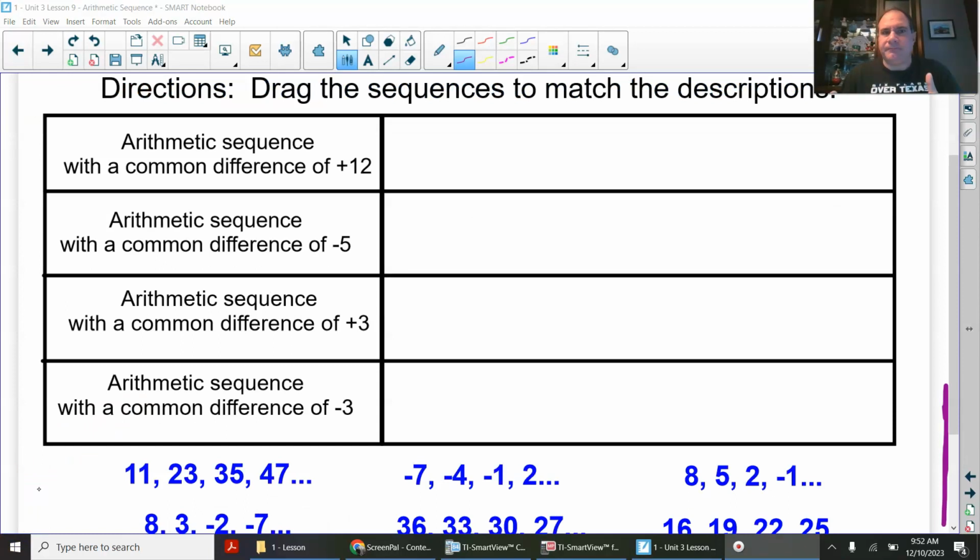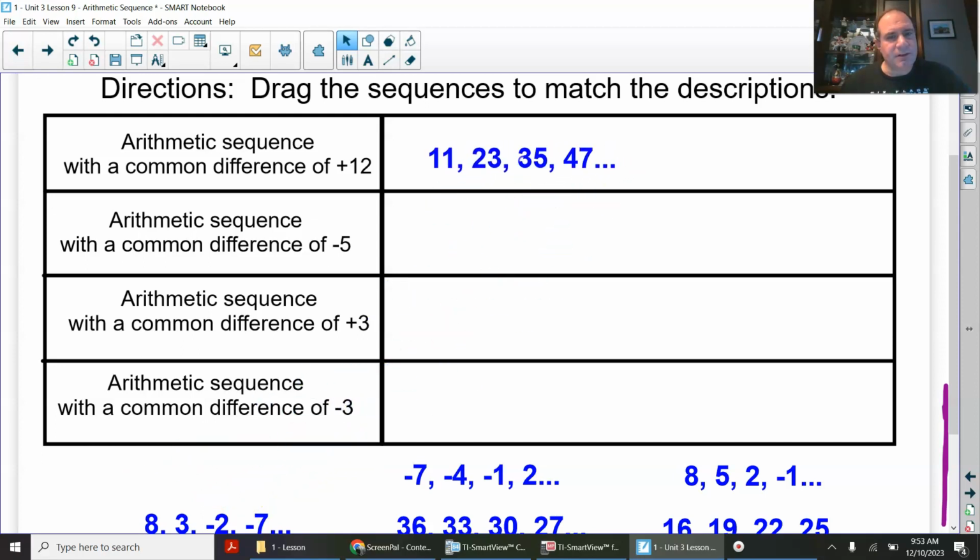So in this part of the lesson, we're just going to drag the sequences to match the descriptions. So we have an arithmetic sequence with a common difference of 12. So which one has a common difference of 12? Just take a look. I'm going to start with the first one. 11 plus 12, yeah, that is 23. 23 plus 12 is 35. 35 plus 12 is 47. So I'm going to put that here. And that is a common difference of 12.